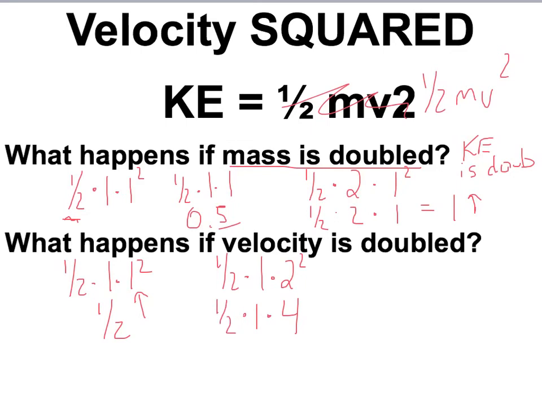And we multiply all of these together. 0.5 times 1 is 0.5, times 4 is 2. So what happens? Kinetic energy goes from 1/2 to 2. And if you run that through your calculator, you'll see that this means that the kinetic energy has been quadrupled. So there's a much bigger jump when velocity changes compared to when mass changes.